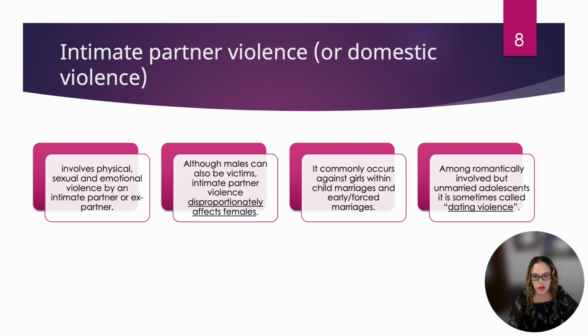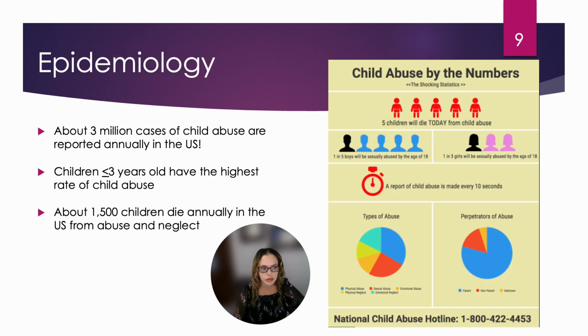I want to make sure that we review from our previous lecture: intimate partner violence or domestic violence involves physical, sexual, emotional violence by an intimate partner, or it also can include an ex-partner. And although males can be victims, this disproportionately affects females. It commonly occurs with girls within child marriages if they're forced to have an early marriage. Also among romantically involved but unmarried adolescents, and this is often called dating violence.